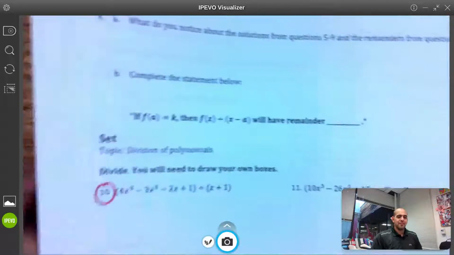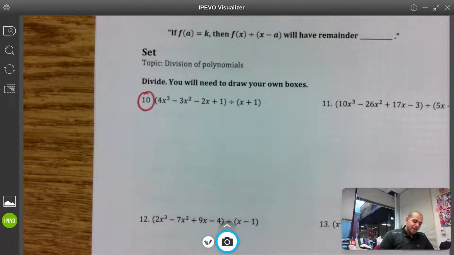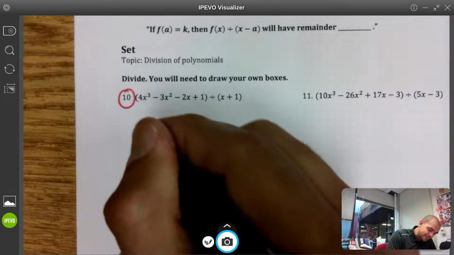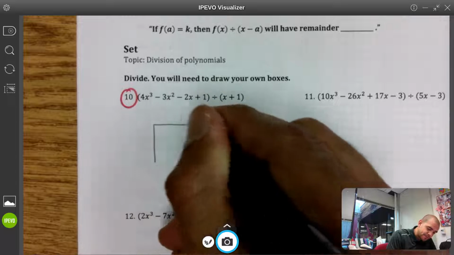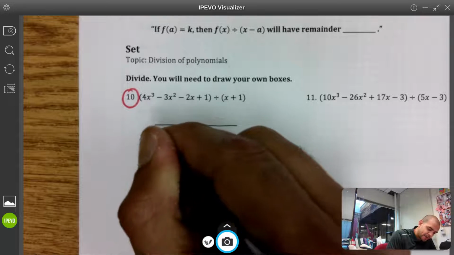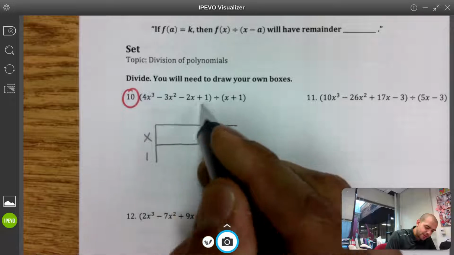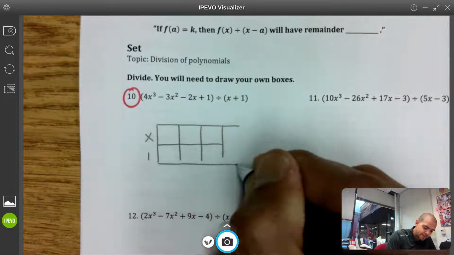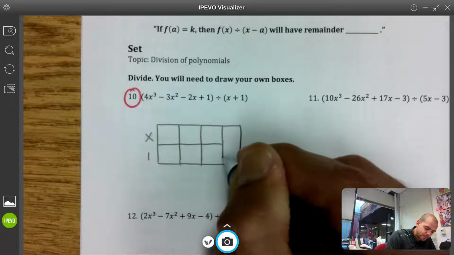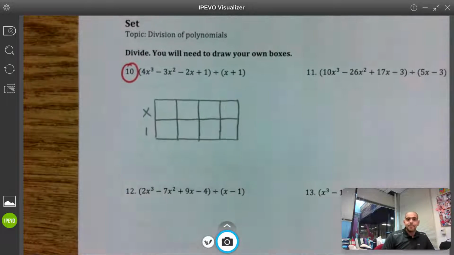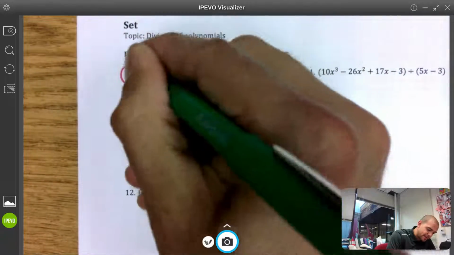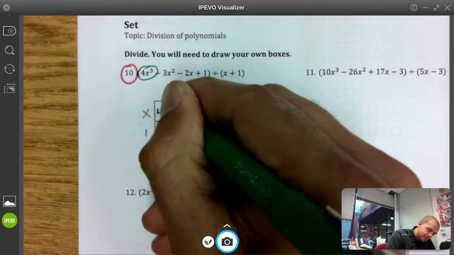All right, moving on. Number 10. We are going to divide these polynomials. All right, let's make our box. We got 2 rows, x and 1. How many columns? 1, 2, 3, 4. So 1, 2, 3 lines to make 4 columns. All right, so x plus 1 is my divisor. Here's my dividend. Let's start with this term here, 4x to the third.